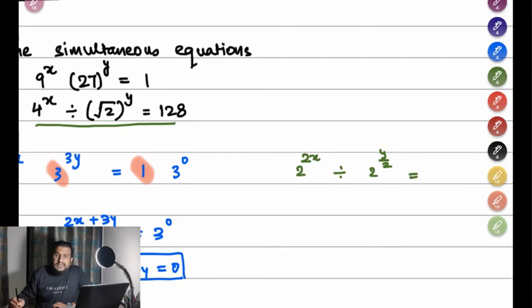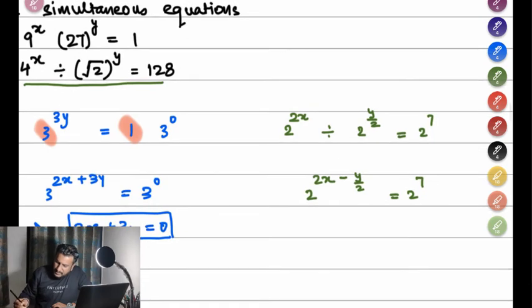So 128 is, I think, 2 to the power 7. Sorry, 128 is 2 to the power 7. Now this is a division, so the powers will subtract. 2 to the power 2x minus y by 2 is equal to 2 to the power 7. Now if I simplify this, I'll have 2x minus y by 2 is equal to 7. This is my second equation.